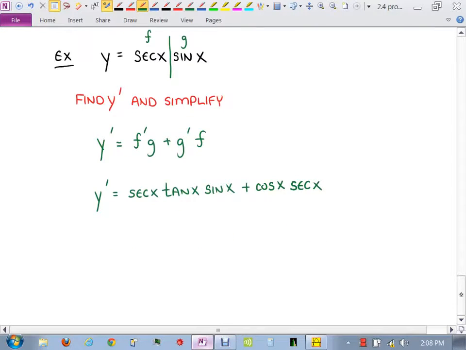Everyone should have that first line. I mean, that's what we would call the raw derivative. Anyone have any questions on that part? Okay, so now it's a question of how do you get to the final answer of secant squared x. So you have to first realize that secant x is really 1 over cosine x. Tangent x is really sine x over cosine x. And then sine x is just sine x over 1. Plus cosine x over 1 times secant, which was 1 over cosine x.